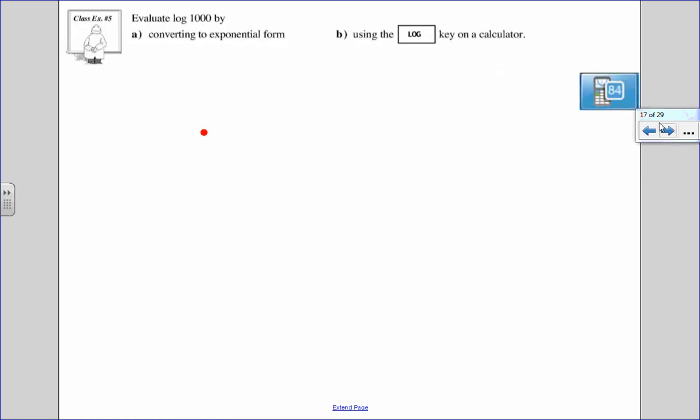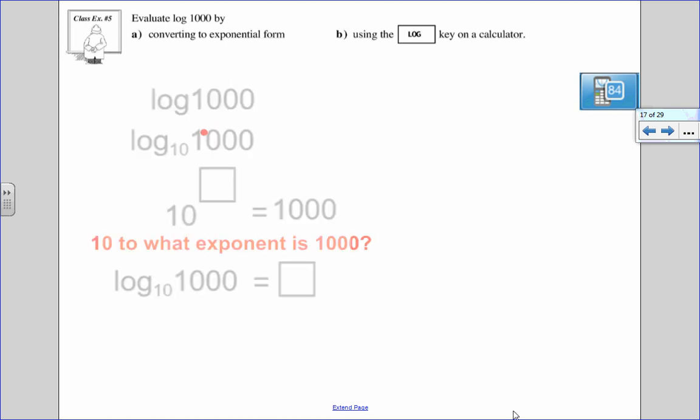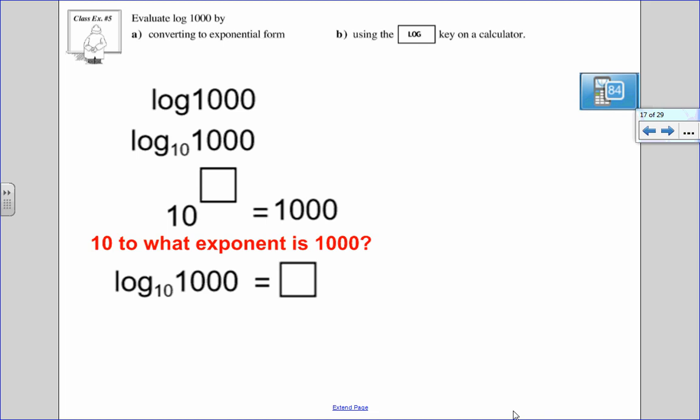Okay, so if we want to evaluate numbers just using common log, we can do this in two different ways. We're going to do it algebraically without the calculator, and then we're going to use the log key on our calculator just to see if it actually works. So if I have log of 1,000 and I want to convert it into exponential form, log of 1,000 is the same as saying log base 10 of 1,000. So I just ask myself, 10 to what exponent gives me 1,000?